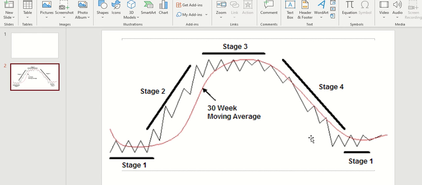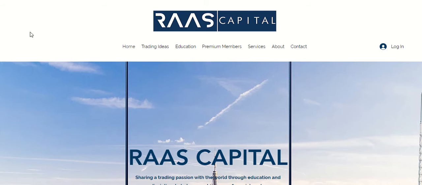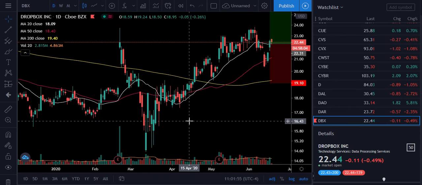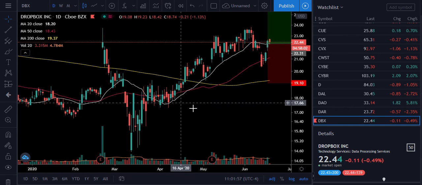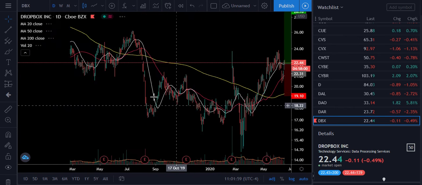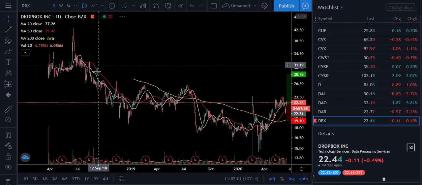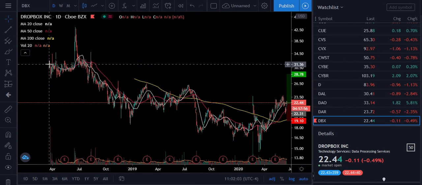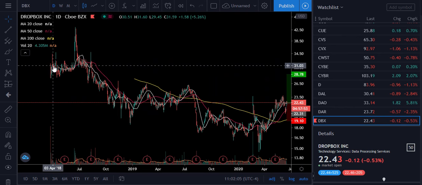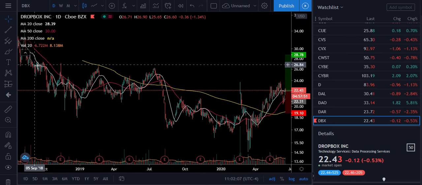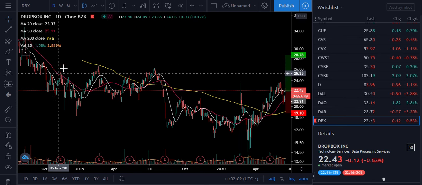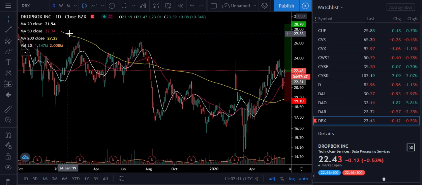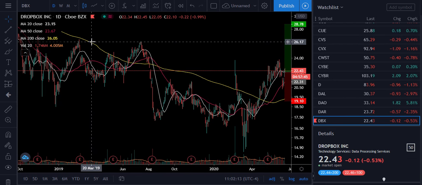So today I want to show 4 live examples, one for each stage. The first name on the list is Dropbox. If we zoom out a bit here on the daily chart, we can see the stock IPO'd around April 2018 and it initiated a stage 4 downtrend. You can clearly see this with the yellow line downsloping.